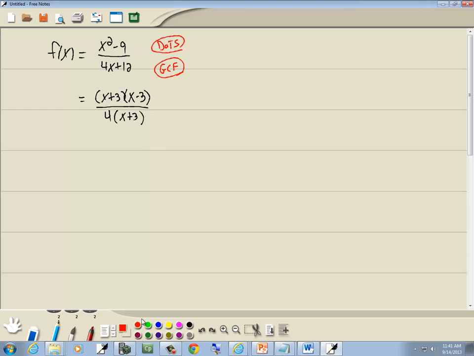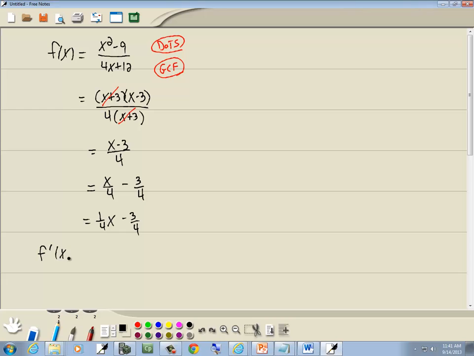Now after we factor the top and bottom, I notice that they both have an x plus 3. So those are going to cancel. And we've got x minus 3 over 4. Now whenever you have a single item down in the denominator, whether it's a single number, single term, single radical, and you've got multiple items up on top separated by pluses and minuses, you can break them into separate pieces. So I'll put the x over 4 minus 3 over 4. Which gives us 1 fourth x minus 3 fourths.